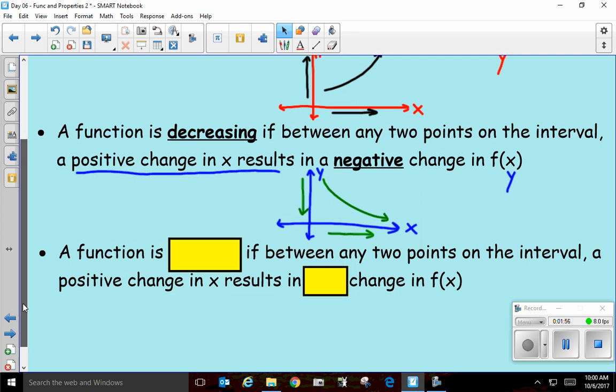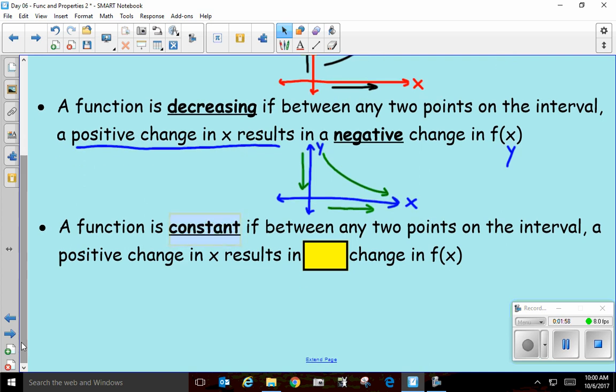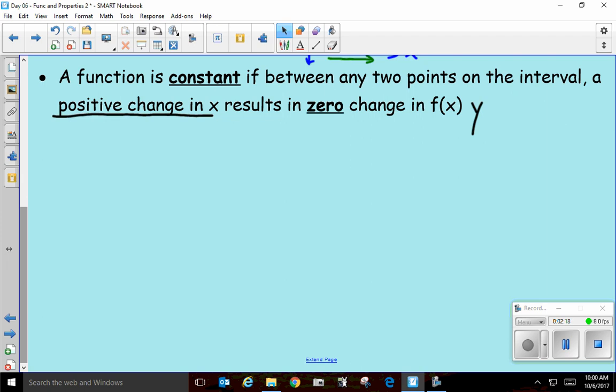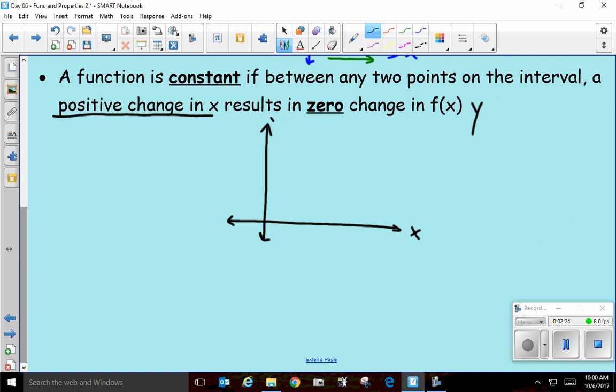And last but not least, a function is considered constant if between any 2 points on the interval, a positive change in x, we're still moving to the right side of x, results in no change in f of x, which we also know as y. All right? So what does that look like? That tells us if on our graph here, we still have x and we still have y. As I move to the right on the x, as x increases, y does not move up or down. That kind of just maintains.